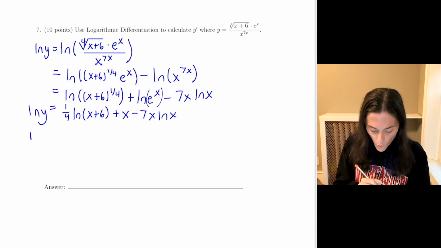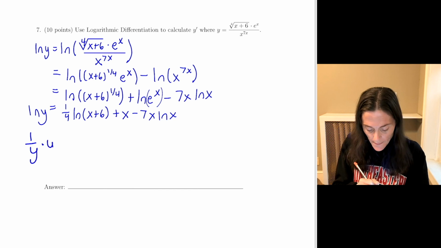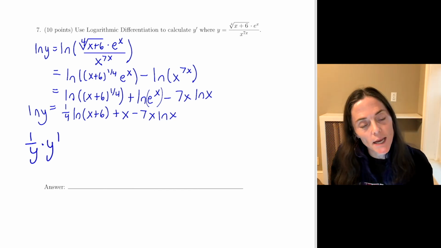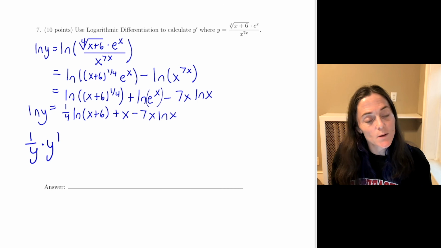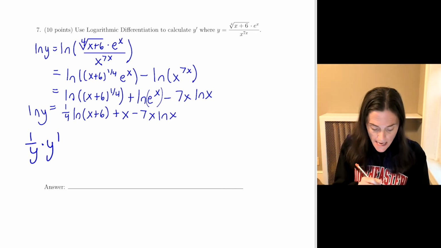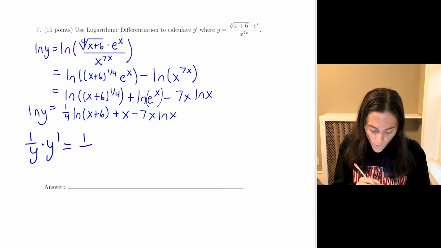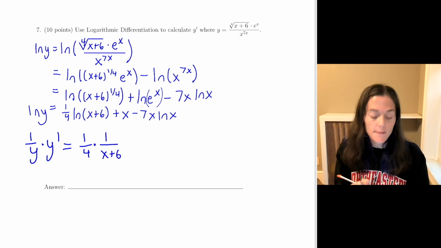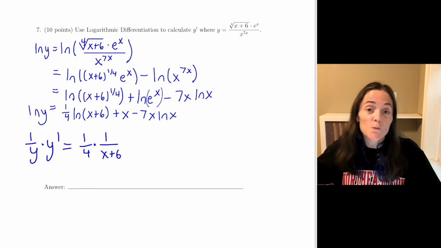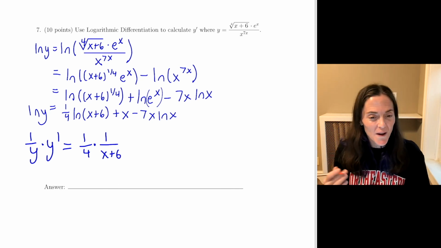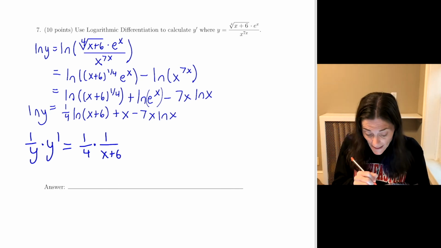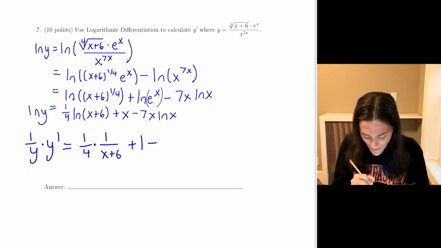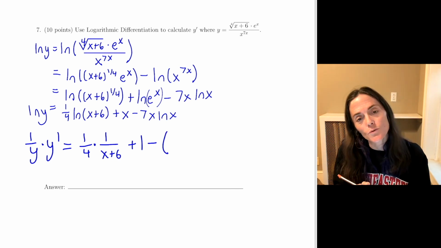Okay, 1 over y, y prime. The left-hand side is a chain rule. Y is a function of x. So we have 1 over y, y prime. Now we have 1/4 times, take the derivative. We have 1 over x plus 6. Technically times 1, but it's fine, times 1. Now, the derivative of x is 1. Put a minus. Now we have product rule.